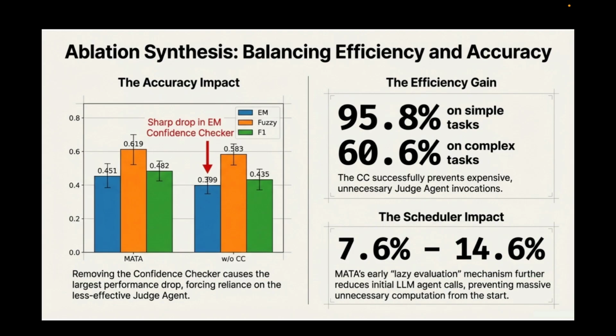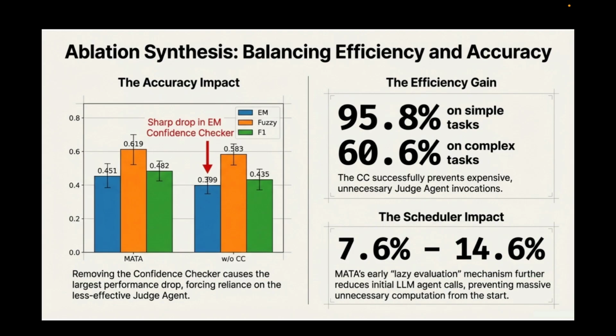This slide looks at two important questions. First, which components of MATA actually matter? And second, how much efficiency do they add? On the ablation side, the paper shows that removing the confidence checker hurts performance, especially on exact match. That means that the confidence checker is not just a speed optimization, it also improves the decision quality of the framework. On the efficiency side, the results are also strong.